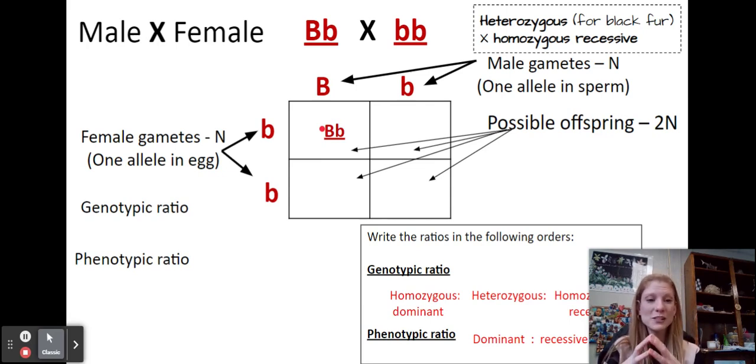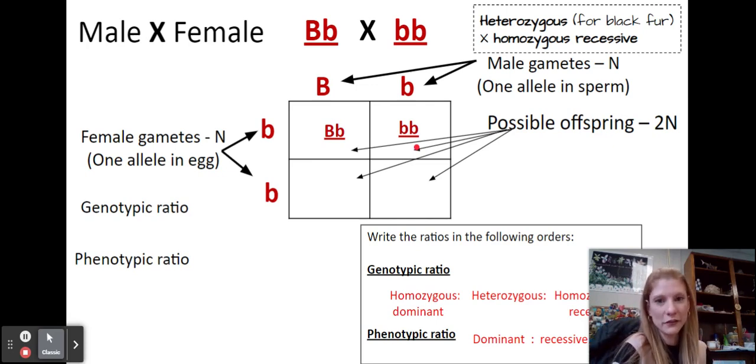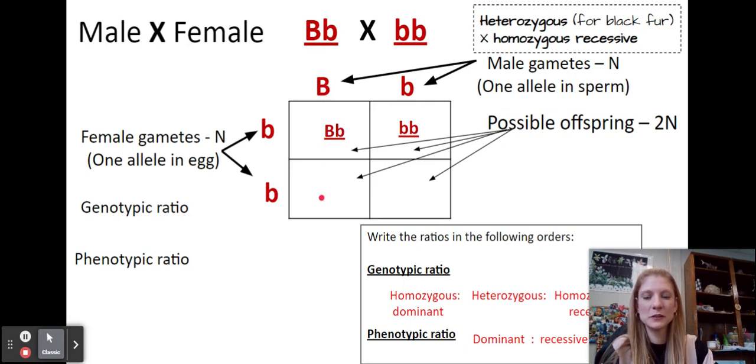So one possible offspring could have black fur if it's a hybrid. Continuing across, this little b is used in this second box with this little b that's used in the boxes below it. So we get a homozygous recessive, and that means we do have a possible offspring with white fur. This capital B is used in the other box below it.